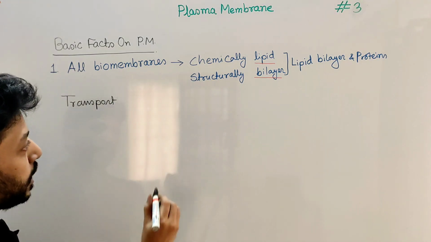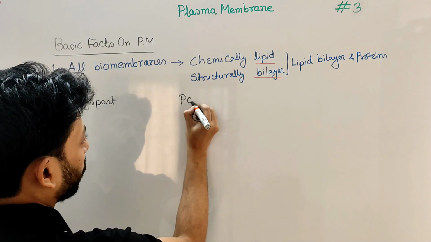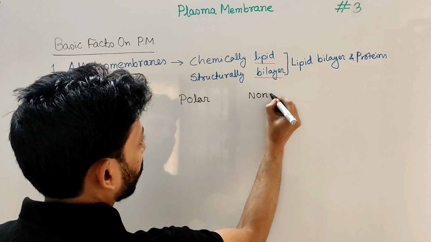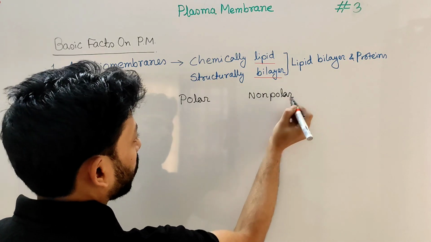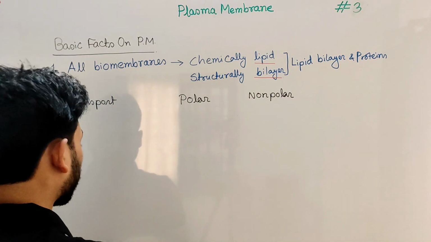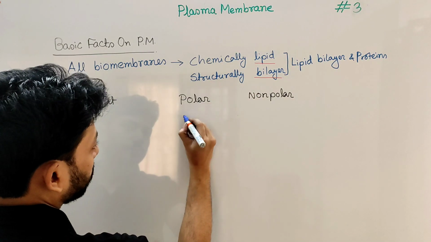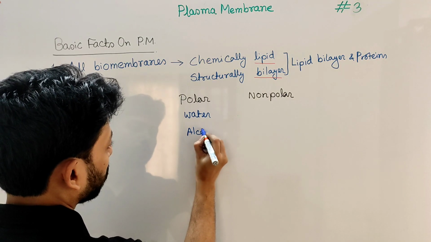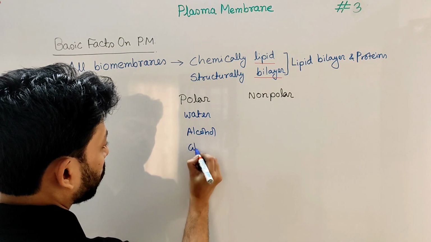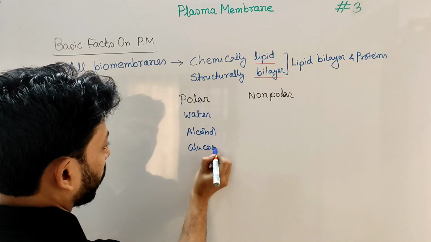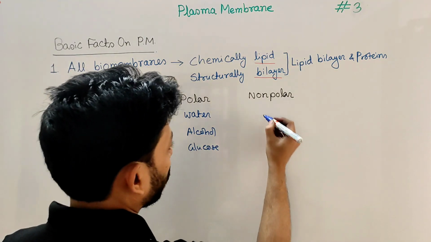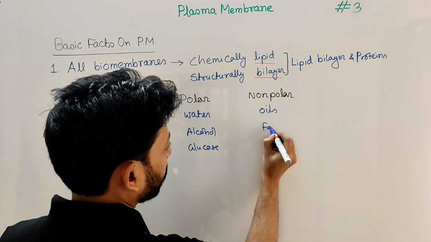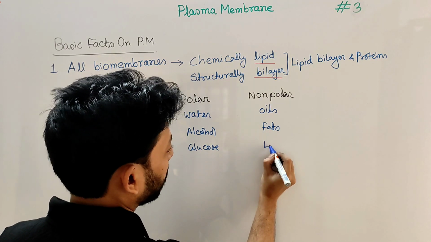We know that in nature there are two kinds of molecules present. One is called polar molecules and the other is called non-polar molecules. Examples of polar molecules are water, alcohol, glucose, etc. And examples of non-polar molecules are oils and fats, basically lipids.